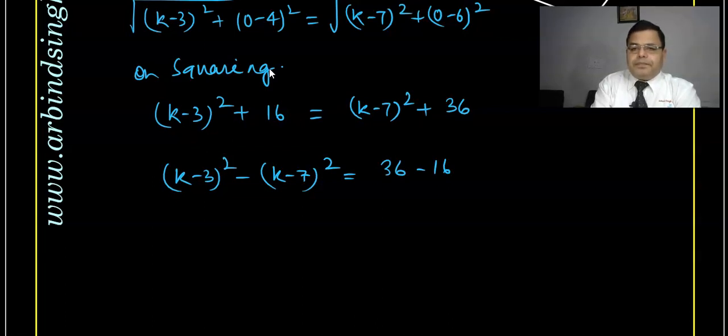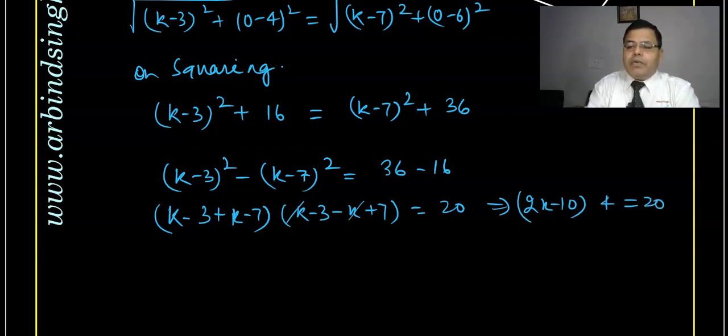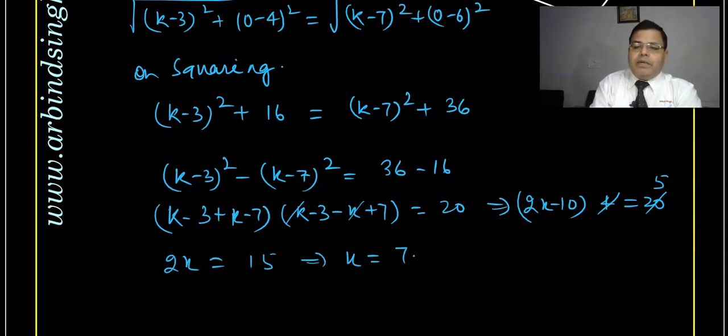Now I can use a square minus b square, which is (a plus b)(a minus b). So (k minus 3 plus k minus 7) times (k minus 3 minus k plus 7) is equal to 20. This will be (2k minus 10), and k and k cancel in the second factor. 7 minus 3 is 4, so (2k minus 10) times 4 is equal to 20. So 2k minus 10 is 5, therefore 2k is equal to 15, and k is equal to 7.5.